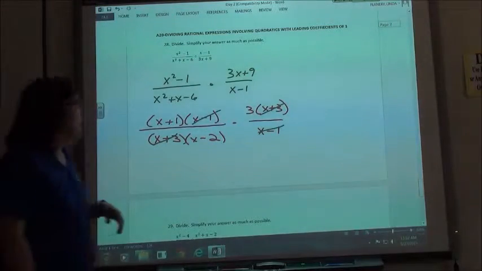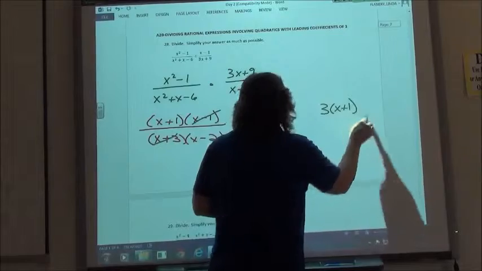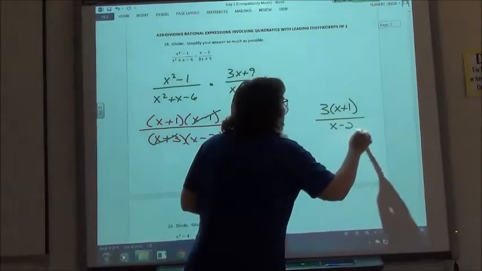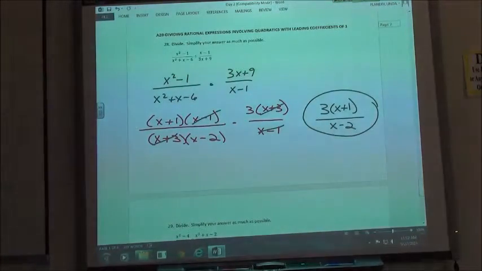So on top, I'm going to have 3 times x plus 1. And on the bottom, I just have the x minus 2. Now I could have put the 3 behind the x plus 1. It just looks prettier in front. And so that's where I left that.